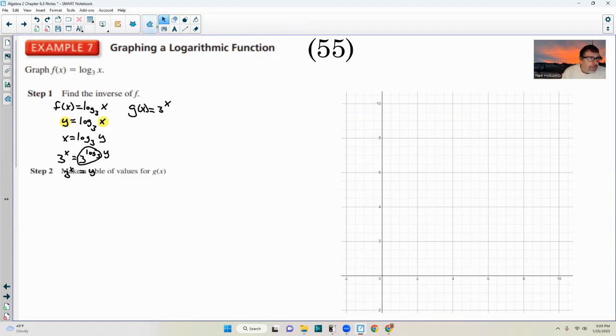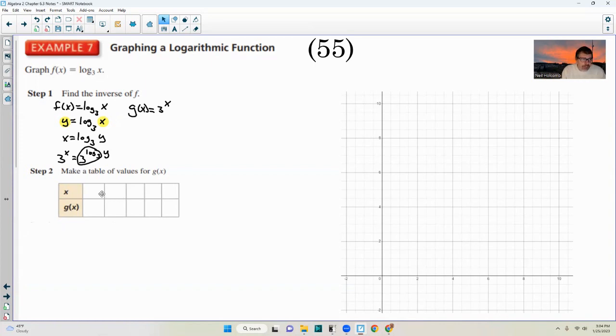Step 2, let me just erase this now. I went down a little too far. Step 2, you make a table of values for g of x. So here's our table. We have an x and we have a g of x. We're going to plug values in. We want to graph around the origin. We know that the function is not going to cross the x-axis, but its inverse will. The inverse will cross the x-axis. The original function will not. So log base 3 of x will not, but if I graph the inverse, then I can reflect.